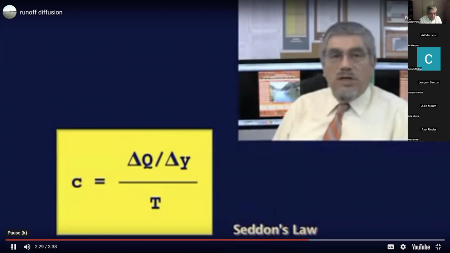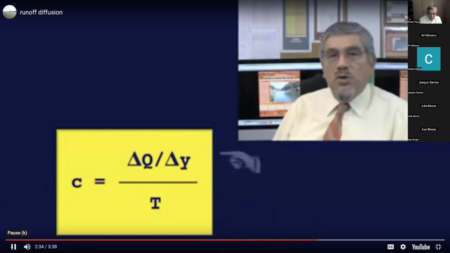In the absence of runoff diffusion, routing is based only on convection, that is, on the travel speed of flood discharges along the channel. The travel speed obeys Seddon's law, which states that the wave velocity or celerity of a certain discharge is equal to the slope of the discharge-stage rating at that discharge divided by the channel top width. In general, a stream channel routing method must account for the Seddon and Hayami laws. Only then would the stream channel routing method be physically based.